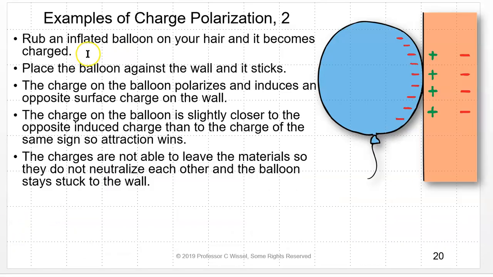Now, this can happen when you do this famous trick with a balloon. You rub an inflated balloon on your hair, it becomes negatively charged. You place the balloon against the wall and it sticks. So what's going on is the charge on the balloon polarizes the charges in the wall and induces an opposite surface charge on the wall. The charge on the balloon is slightly closer to the opposite induced charge than the charge on the same side, so close wins and attraction wins. This means that the balloon will stick to the wall. The charges are not able to leave the material, so they don't neutralize each other easily, and the balloon stays stuck to the wall.